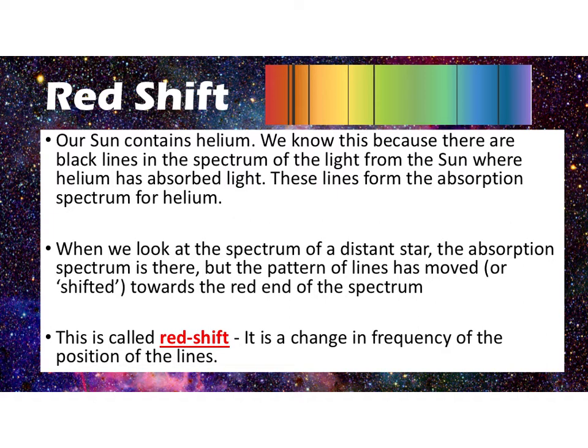And when we look at that spectrum of a distant star, the absorption spectrum is there, but the patterns of the lines have moved or shifted towards the red end of the spectrum. So we call that red shift. So it's a change in the frequency of the position of the lines in the absorption spectrum. Okay, so we'll look at the difference between the normal spectrum and the spectrum of a distant star in a second.